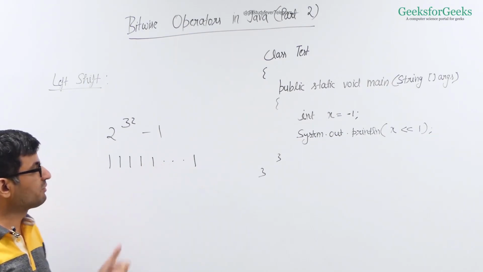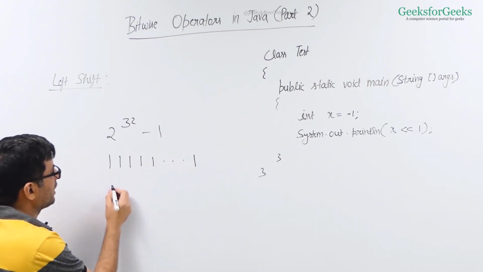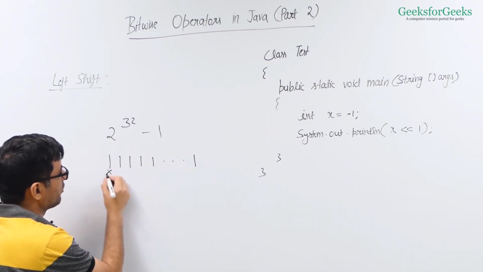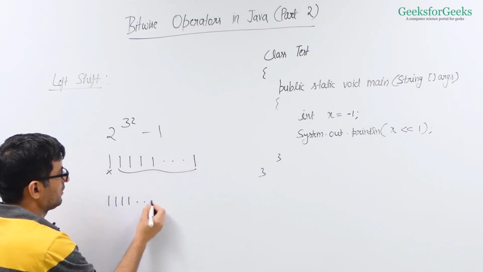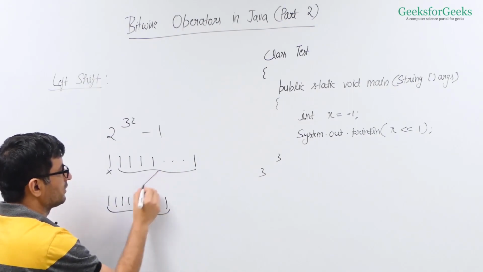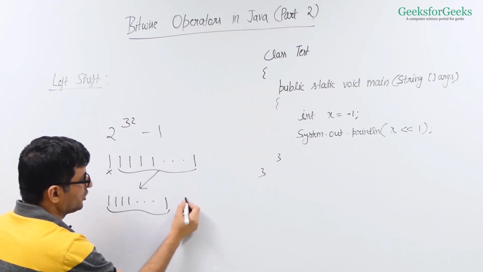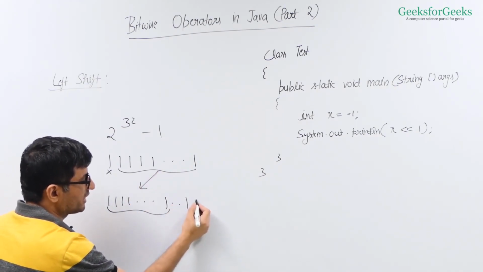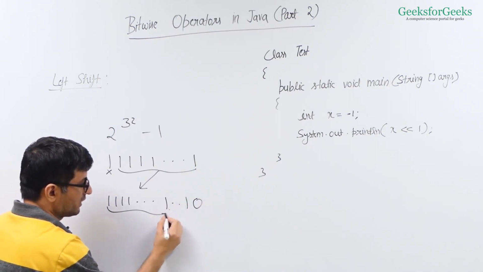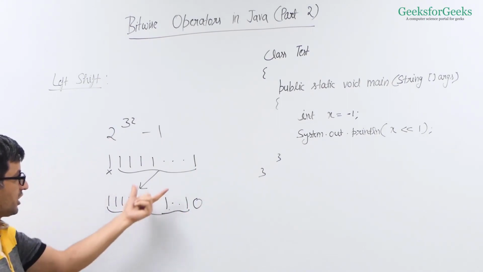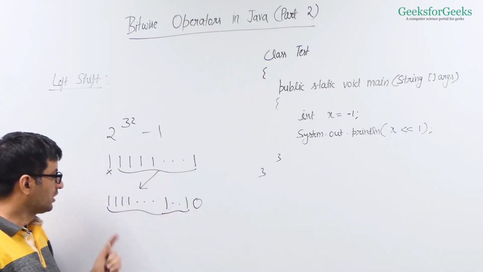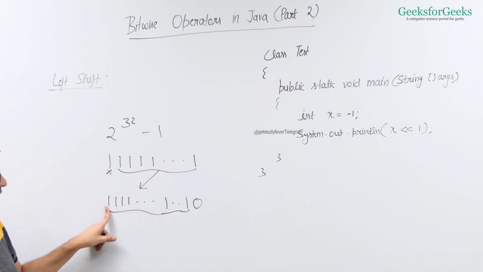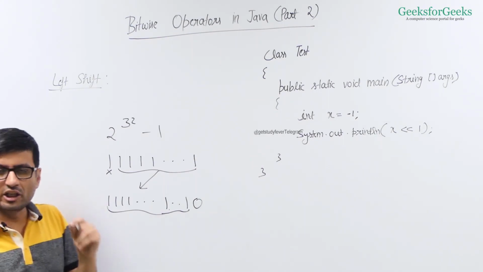Now if you left shift by 1, what will happen? You will have this bit ignored and these 31 bits will move here. Now you will have 31 bits and then you will have a 0 at the end, right? So these 31 bits are moved here and then you have a 0 and this 1 is ignored. You still have a 1 on the left side. So it's still a negative number.